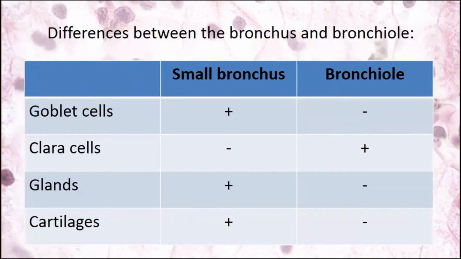So in bronchus we have goblet cells. In bronchiole, goblet cells are absent. Clara cells are absent in bronchi, but they are present in bronchioles. Glands and cartilages are present in bronchi and absent in the bronchioles. So here we can see main changes which occur when bronchus becomes bronchiole.